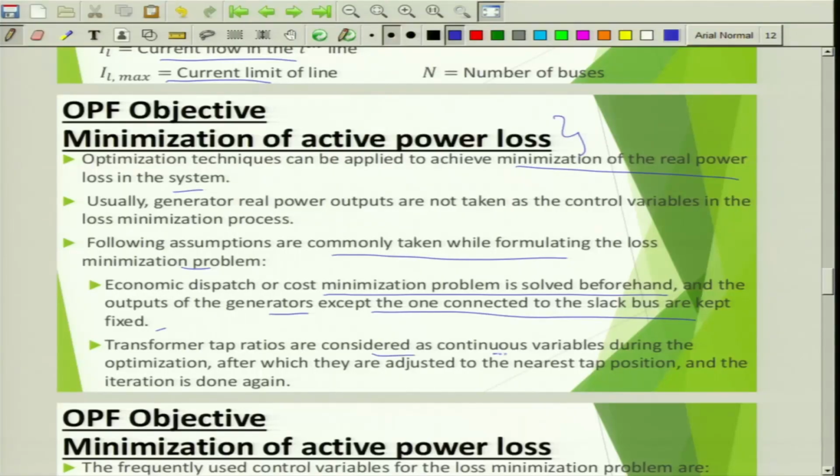So, transformer tap ratios are considered as continuous variables during the optimization, after which they are adjusted to the nearest tap position and the iteration is done again. So, during the process of this OPF evaluation in this specific iteration, you consider the tap position to be fixed. Then for the next iteration, it may change, increase or decrease. This is the assumption.